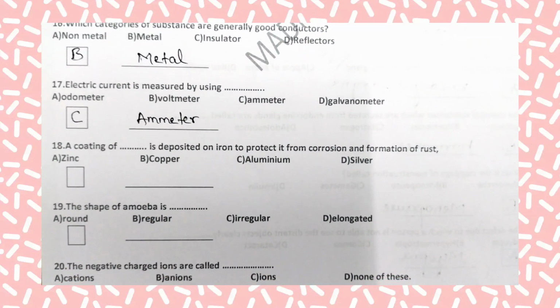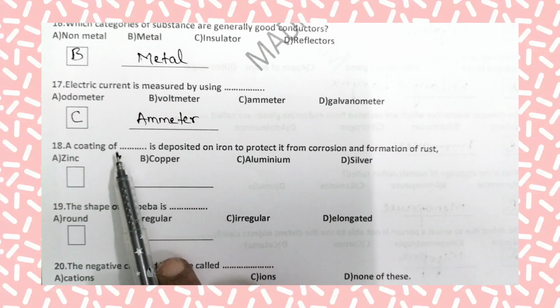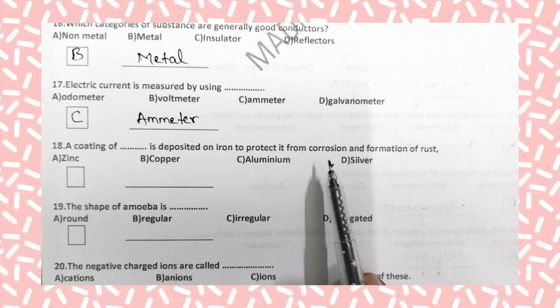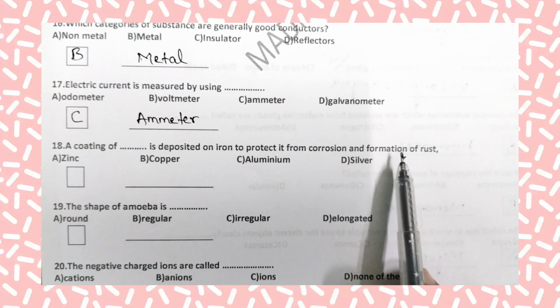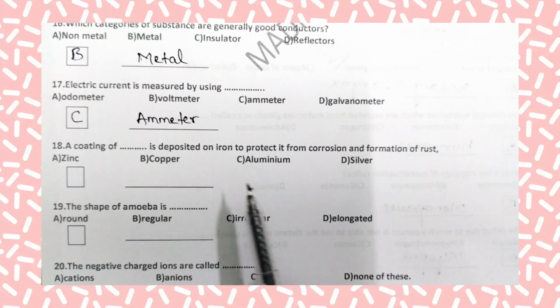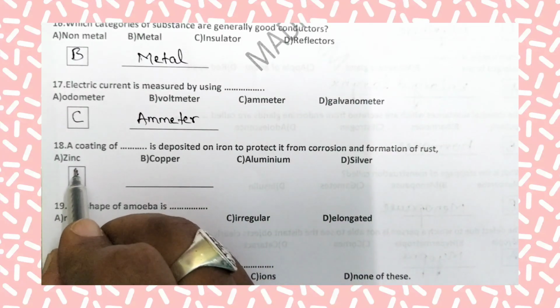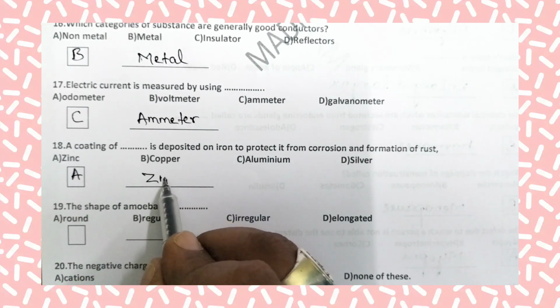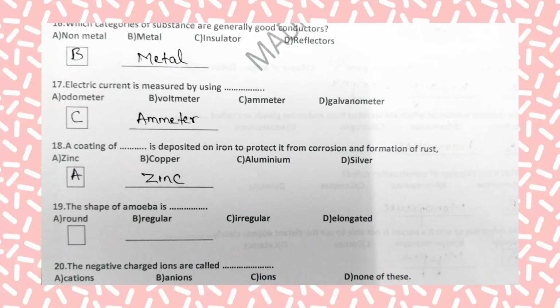Then coming to the 18th question. A coating of dash is deposited on iron to protect it from corrosion and formation of rust. Zinc, copper, aluminium, silver. The right answer for the 18th question is option A, that is zinc. So zinc is the right answer.